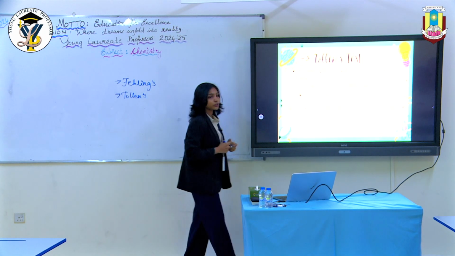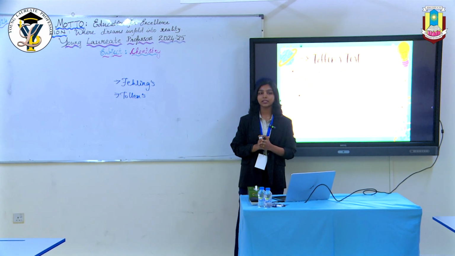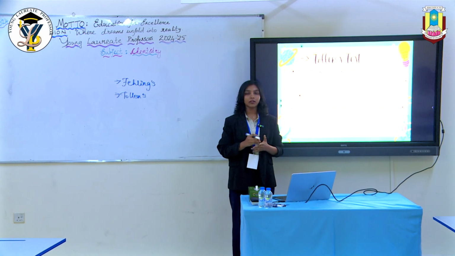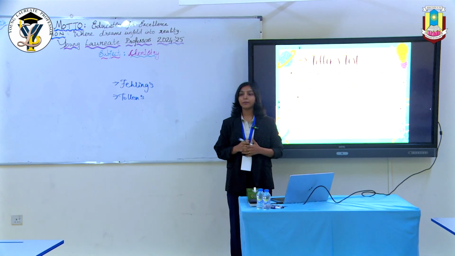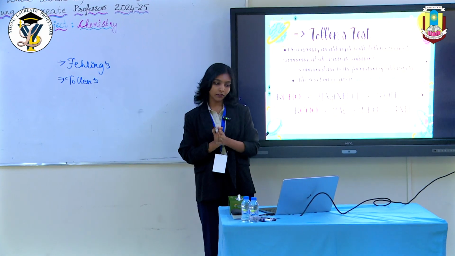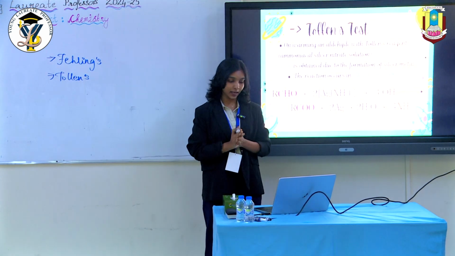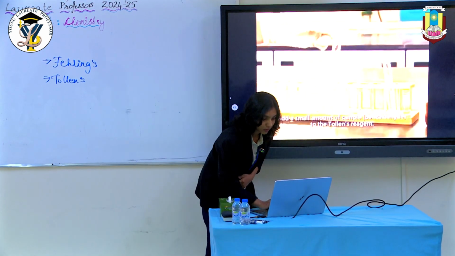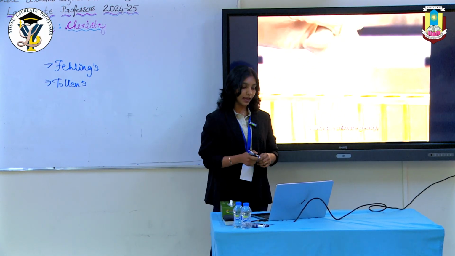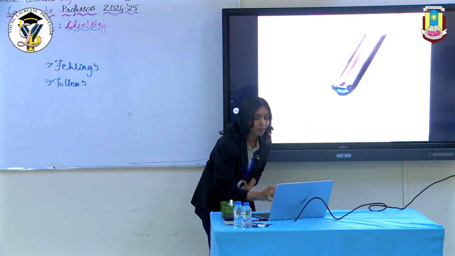Tollens' test is also used for the distinguishing of aldehydes, and Tollens' reagent is ammoniacal silver nitrate solution. On warming an aldehyde with this Tollens' reagent, a bright silver mirror is obtained in the test tube, which is actually due to the formation of silver metal. And this reaction occurs only in the presence of an alkali medium. This test tube contains benzaldehyde, and Tollens' reagent is added and warmed in a water bath, and this is the silver mirror obtained.